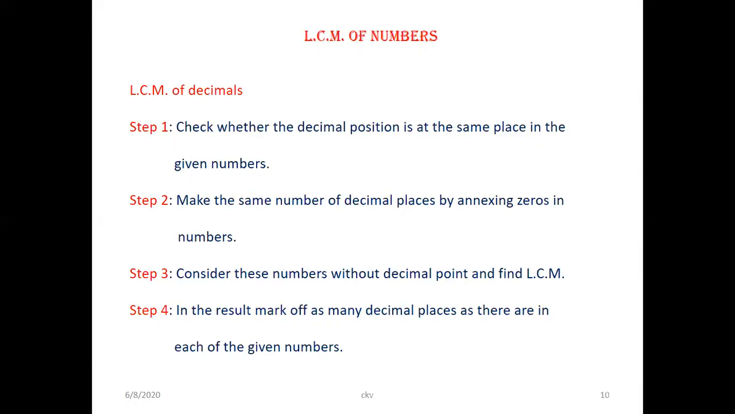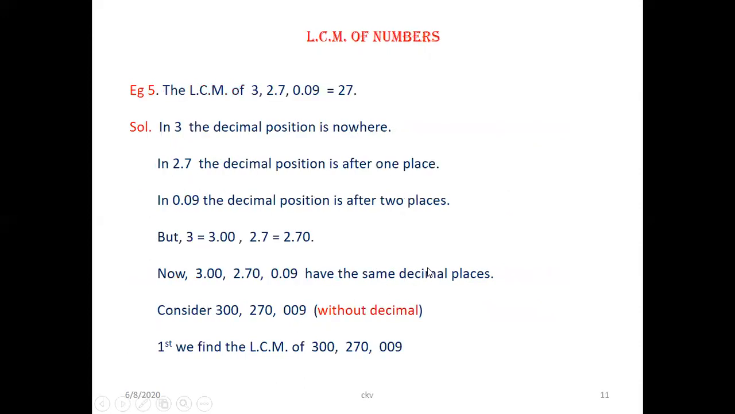So it is the same procedure like you did in case of GCD. First find out whether the numbers have the same decimal position at the same place. If they do not, you have to see that all the numbers have the same decimal place by annexing zeros. Then, without considering the decimal position, you find out the LCM, and afterwards you mark the decimal. Now let us see this with an example.